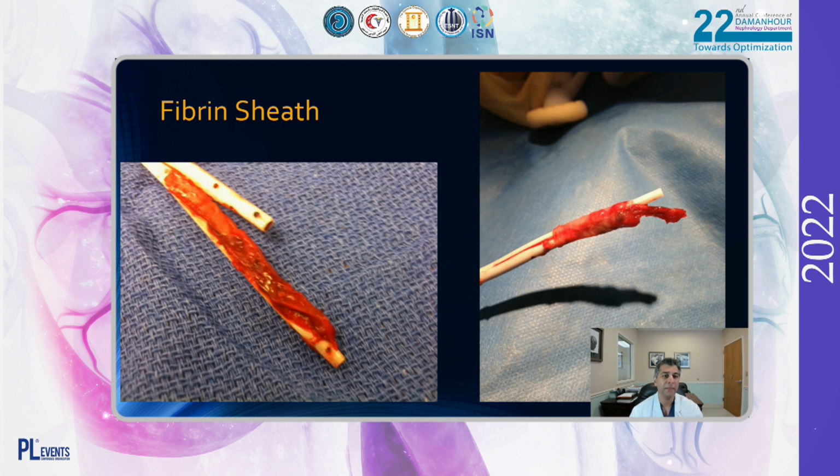We sometimes see the development of fibrin sheath, which is tissue that grows around the tips of the catheter. This tissue kind of prevents the blood flow from going through the tubes, and we generally exchange these catheters.